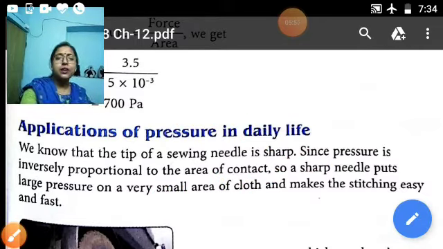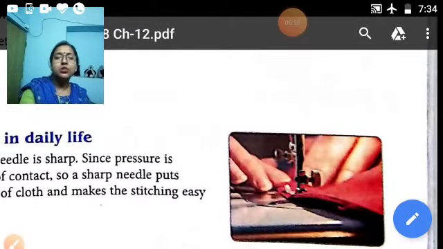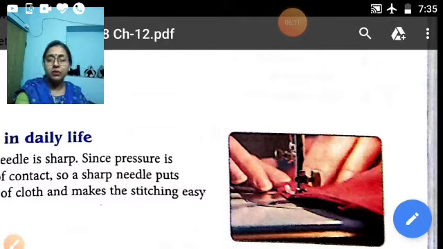So a sharp needle puts a large pressure on a very small area of cloth and makes the stitching easy and fast. See here. A sharp needle, which has less area, will exert more pressure. That's why when we are sewing clothes, it becomes easy and fast.